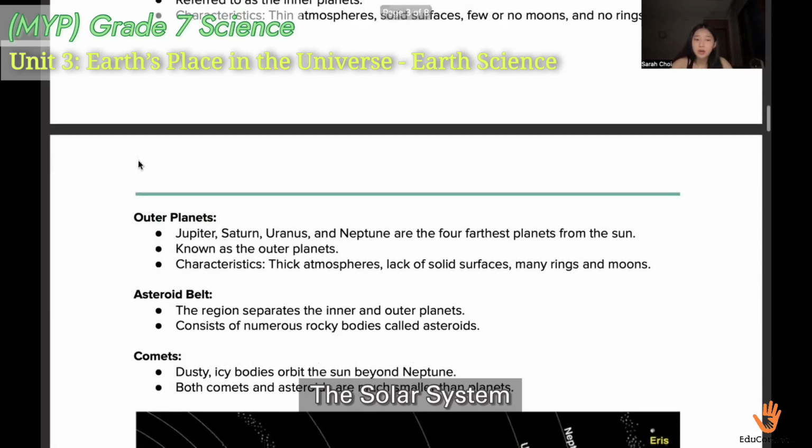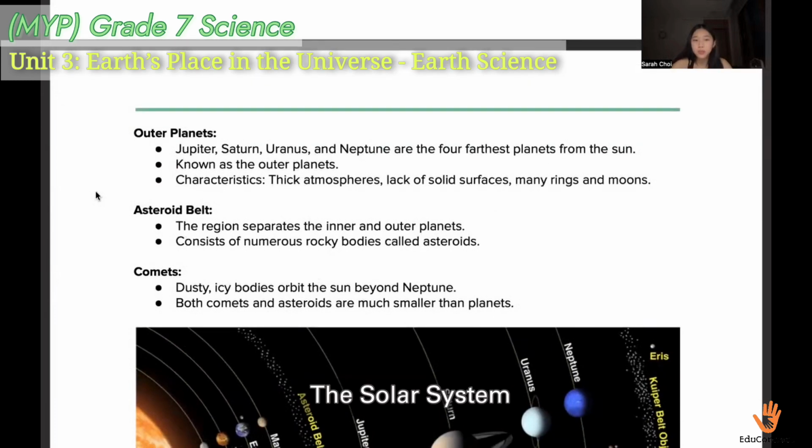On the other hand, outer planets consist of Jupiter, Saturn, Uranus, and Neptune, which are the 4 furthest planets from the sun, and they are known as the outer planets. The characteristics of outer planets are thick atmospheres, lack of solid surfaces, many rings, and many moons.